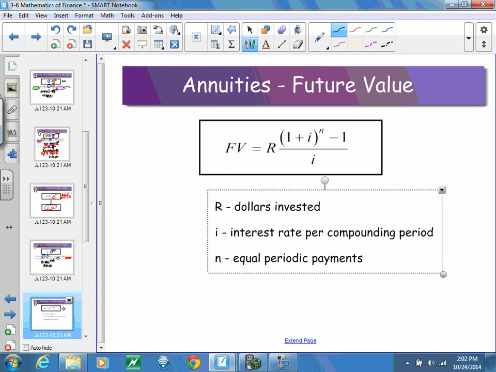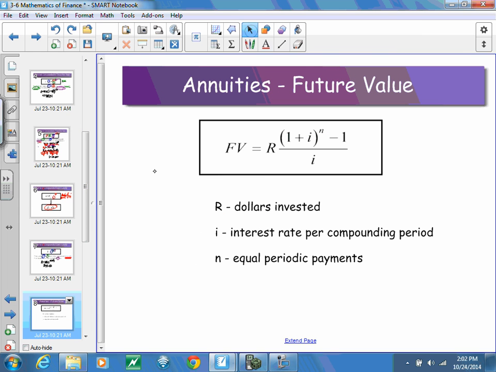I'm not requiring you to memorize these formulas because they are very complex, but we do have to be aware of what all the variables are going to represent in the problem. So here we're going to take a look at annuities, which is talking about the future value of something. If you are going to invest money, how much is going to be there after a given amount of time? And that's our future value. What's going to happen in the future to it?